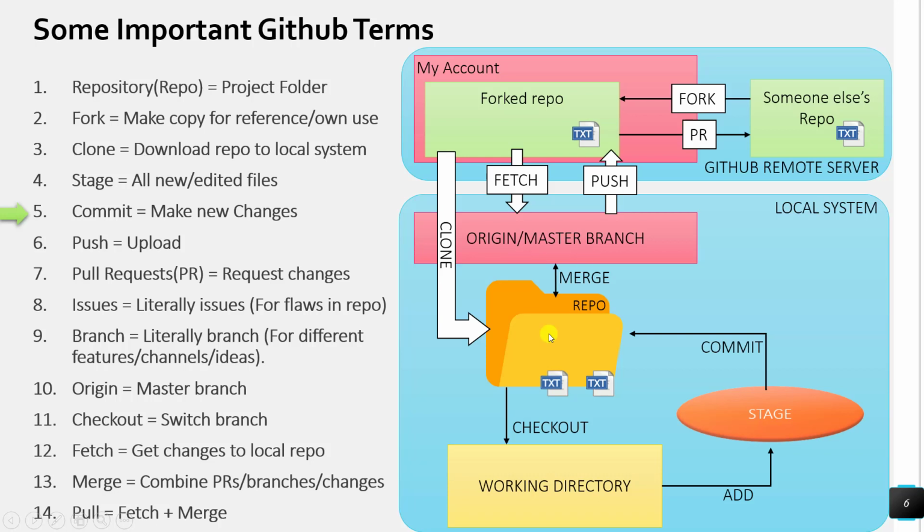So now I need to push it into the GitHub remote server. For that I use the push command. So push is basically an upload. If you do git push, that means you will push this file into your account repository. I did git push and this file has become available in my repository.